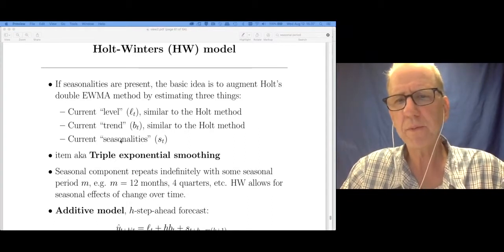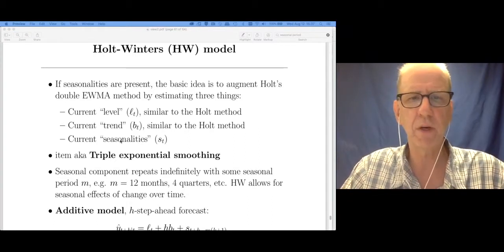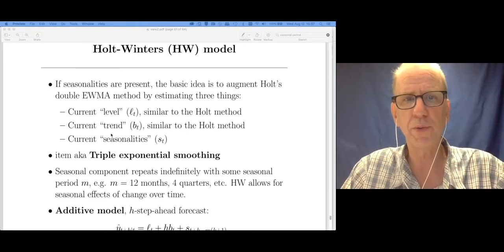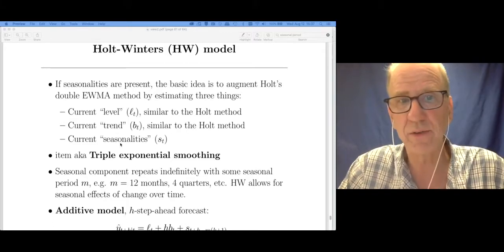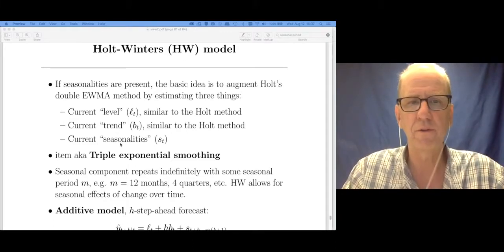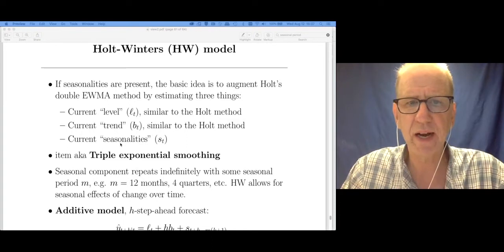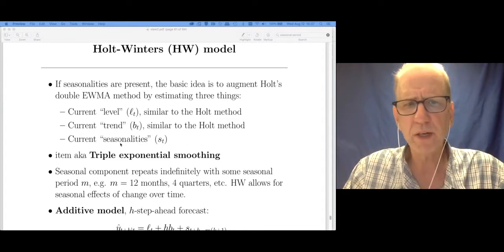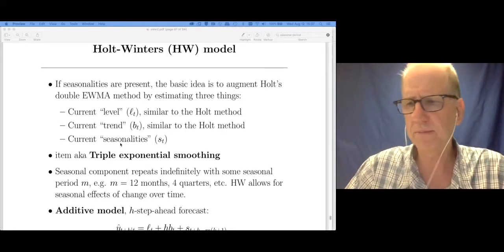One of the key benefits of smoothing all three of these things is that the level effects, the trend effects, and the seasonal effects can all evolve over time. They're not going to be constant over time. To really understand what I mean by this, let's take a very simple example.